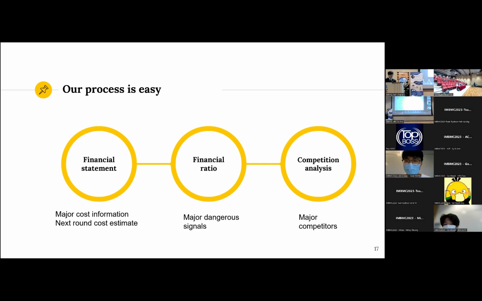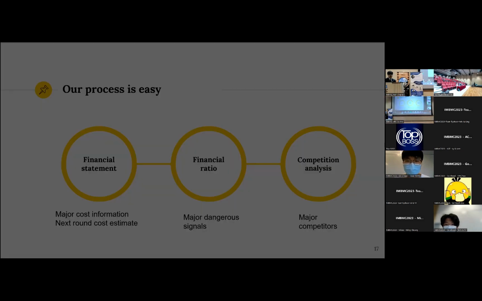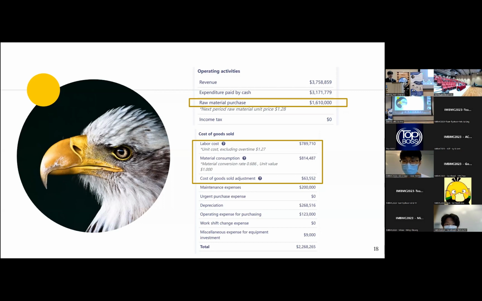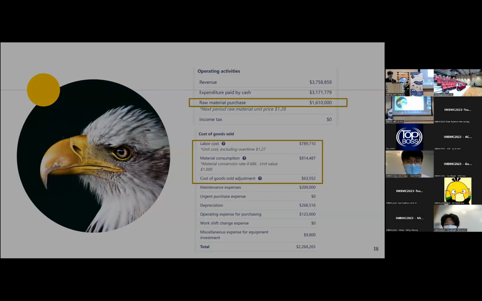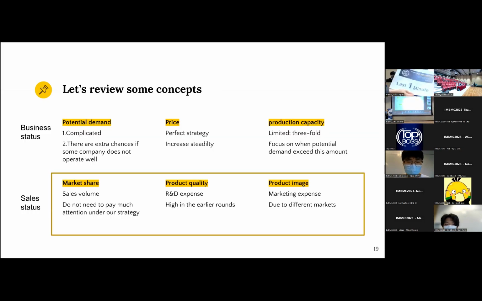And how can we figure out some danger signals? First, the financial statement, and then financial ratios, and precipitation analysis. This is some important information shown. There are some other parts where we can see the information.